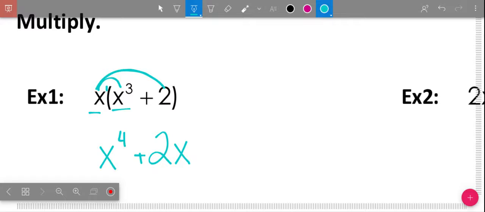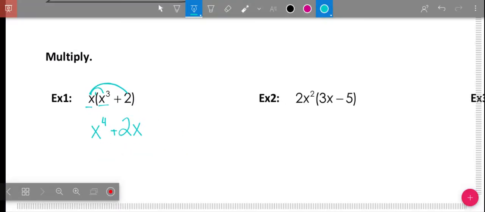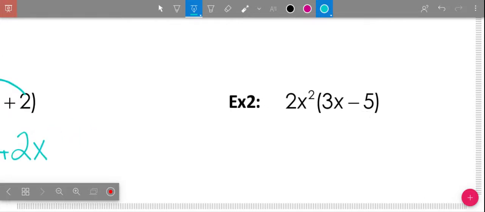All right, so looking at example 2, same exact thing. We're just going to be distributing our 2x squared, and we're going to be adding those exponents. We're going to be using that product property. So coefficients we treat like normal, remember. So 2 times 3 gives me 6. And then I have to add those exponents together. So 2 plus a 1 will give me x cubed.